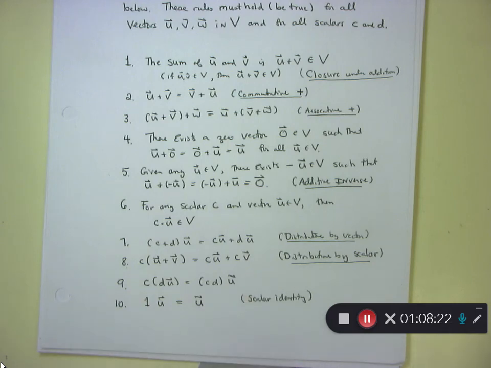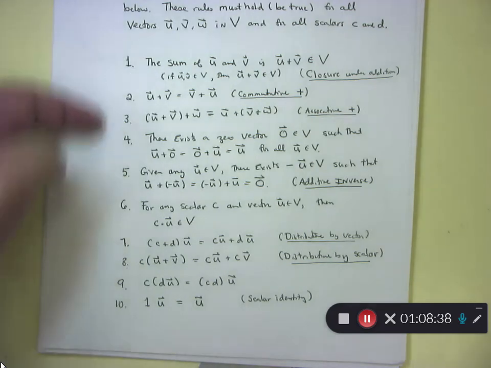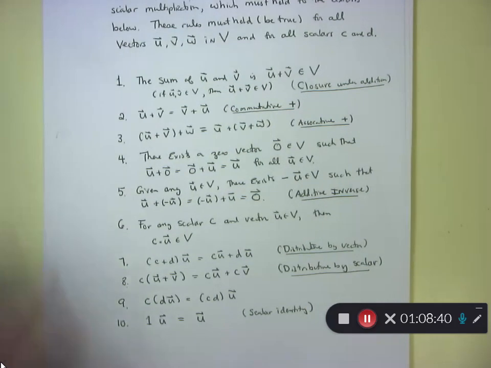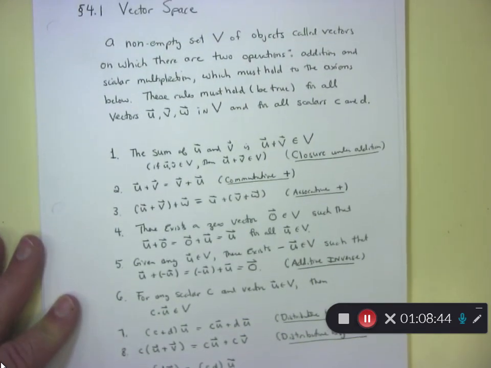And then the last one is something called a scalar identity. The scalar identity is real obvious, but it must happen. There's got to be a 1 inside your set of scalars that when I multiply it times my vector, I just get the vector back again. That's your 10th property that tells you that you actually have a vector space.